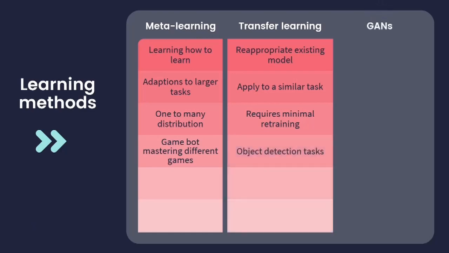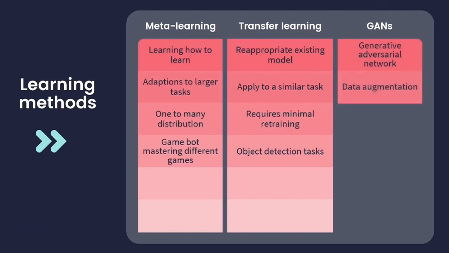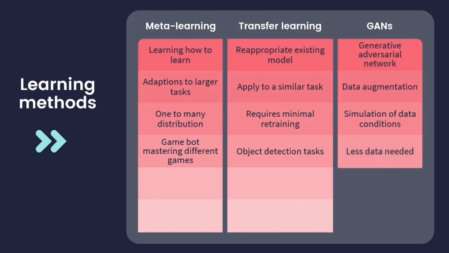A GAN network is an extremely interesting concept because it can be used as a type of learning method, but also as a neural network of its own. GANs allow for data augmentation because they simulate data conditions, creating more data instances. In turn, this means that less data is required when considering the creation of a new model. This also means that models need less turnover time, because data is synthetically created and creates more data that can be used in further applications.